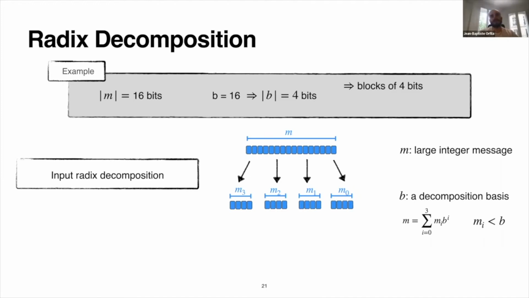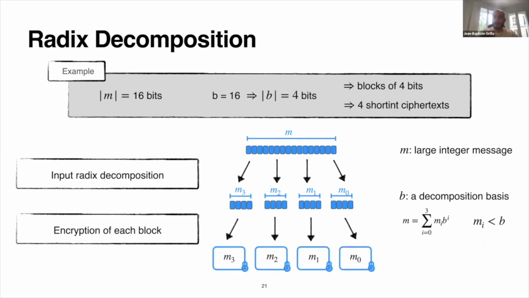In our case, we take the large message and split it into small parts, depending on the basis we are using. In this case, we are going to have 4 blocks of 4 bits each. Each of these messages is small enough to be encrypted using the TFHE scheme. So we encrypt all the blocks, and finally, the complete ciphertext is given by the collection of the underlying ciphertexts.